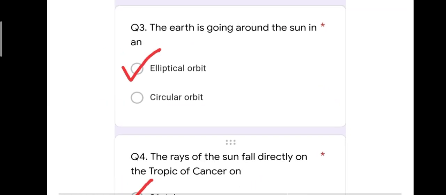Now next children, question number 3: the earth is going around the sun in an, again there were two options, elliptical orbit or circular orbit. So here children, the correct answer is elliptical orbit. All the planets move around the sun in a fixed path, and this path is elliptical in shape or elongated in shape. So the correct answer is elliptical orbit, and circular orbit is an incorrect option.